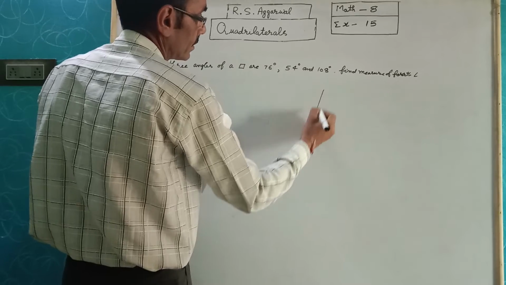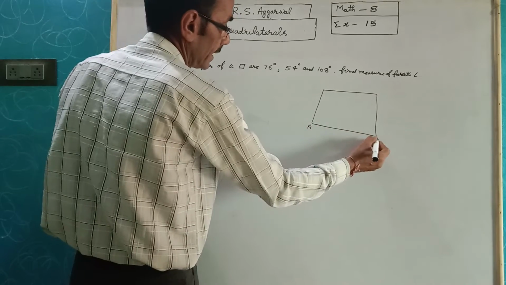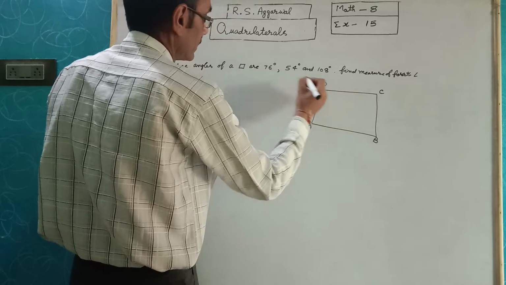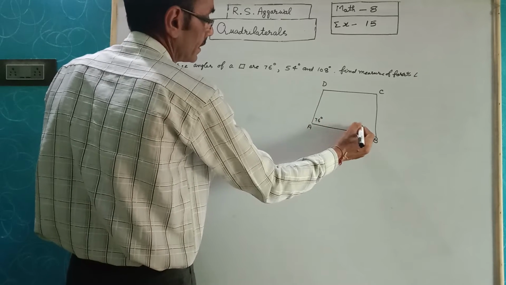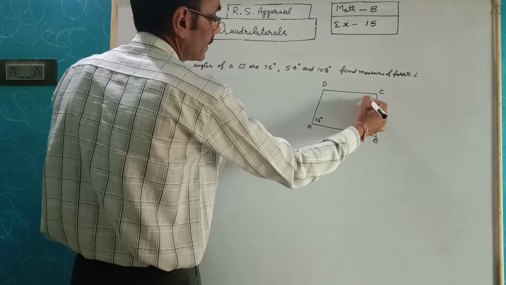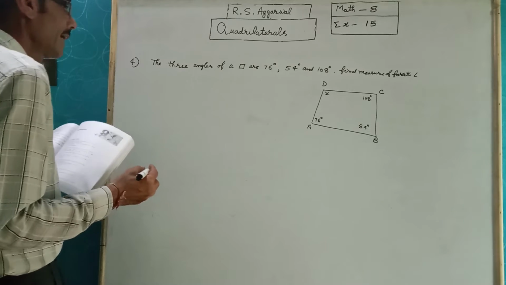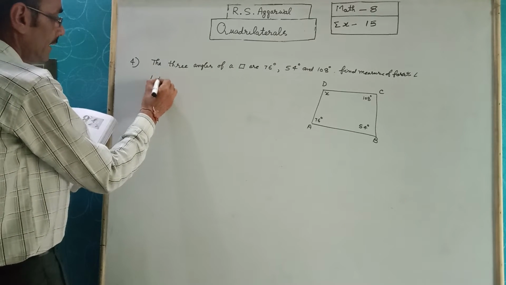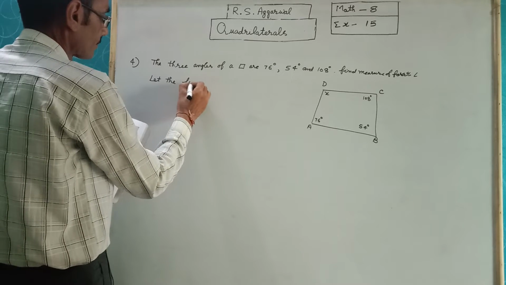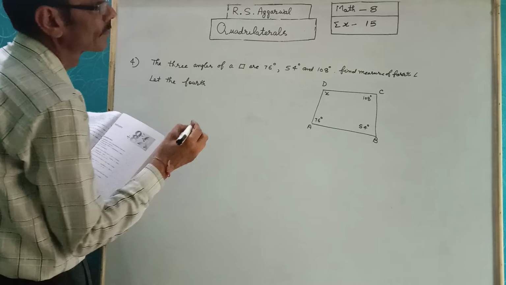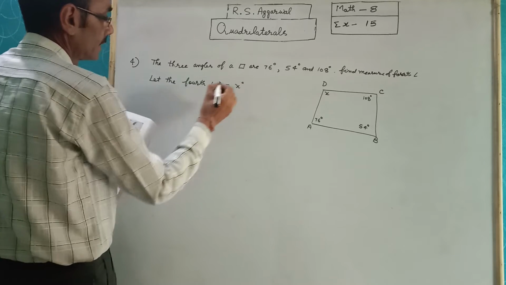At first, you draw a quadrilateral, put the name ABCD, write the angle A is 76 degree, B is 54, C is 108 degree, D is X. Let the fourth angle D be equal to X degree.